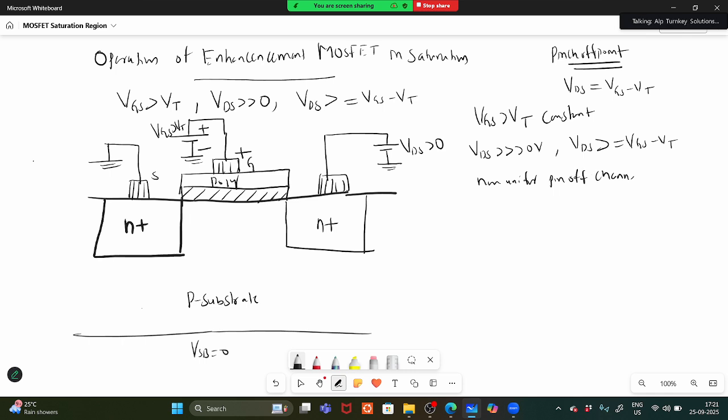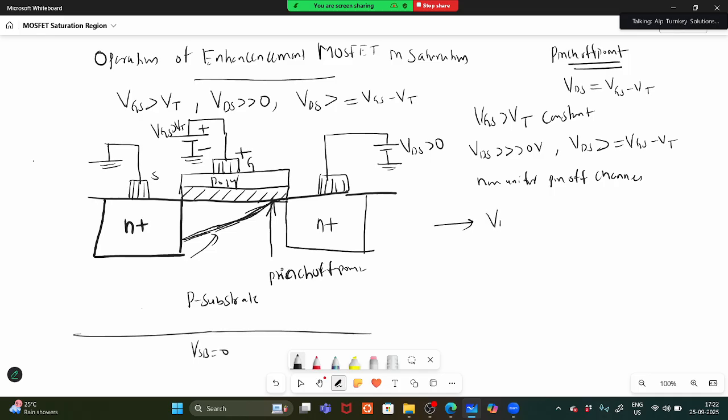So the channel will come like this, towards the source side, and there is a non-uniform pinch off. This is what we call the pinch off point, and this is the induced channel, the internally developed channel.